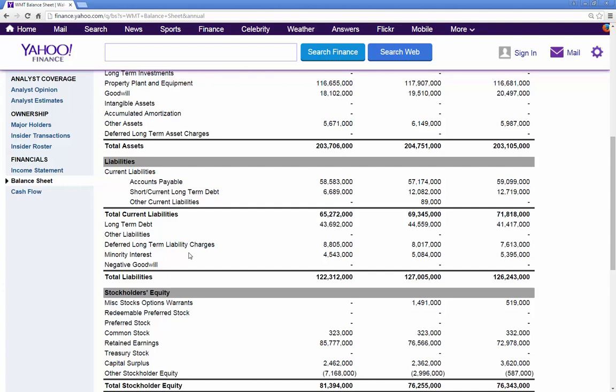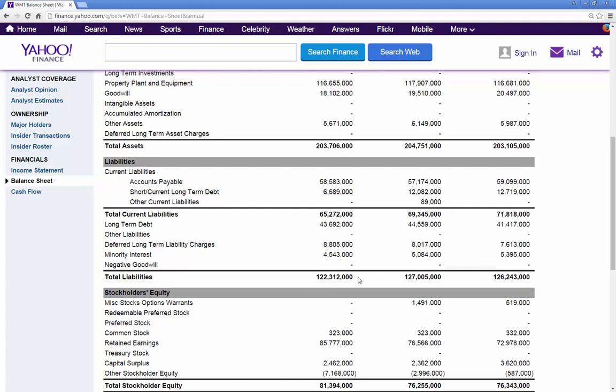It could be interest or fees. We'd have to read their annual report to find out exactly what that means. And the same with minority interest. That probably has something to do with their holdings of subsidiary companies, but again, we'd have to read their report to find out exactly what all that entails. So now we see their total liabilities is $122 billion.